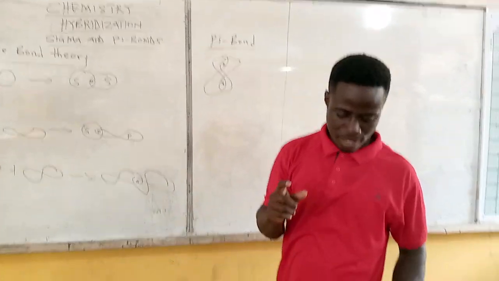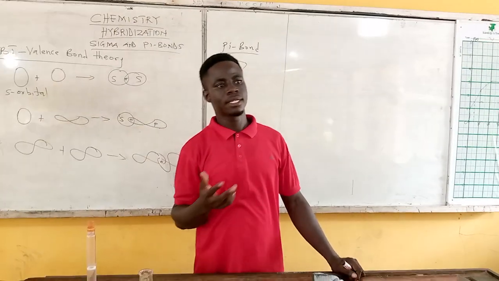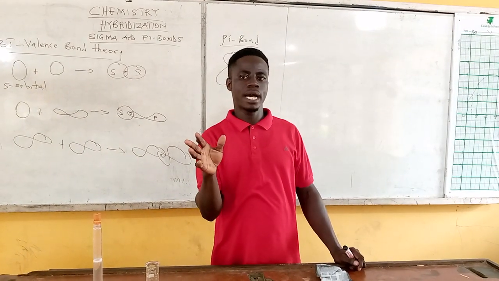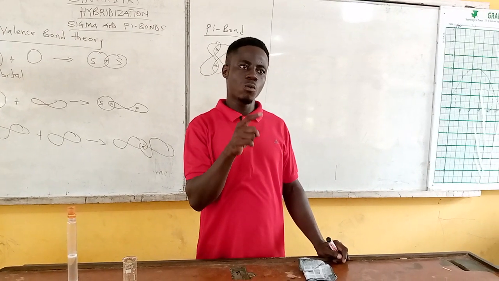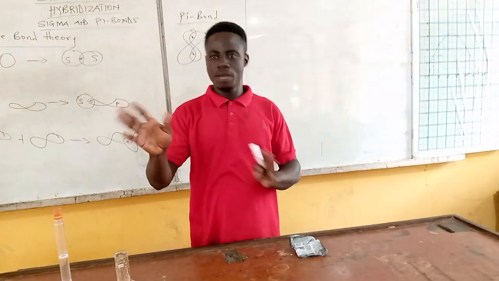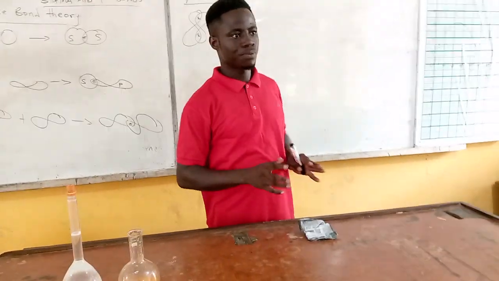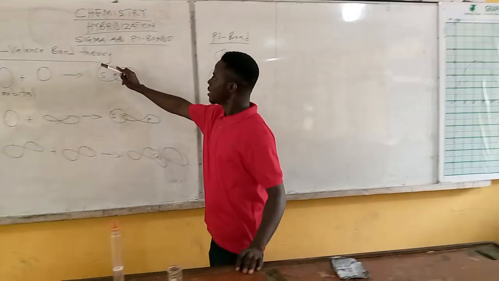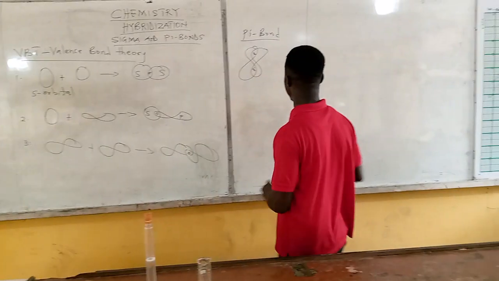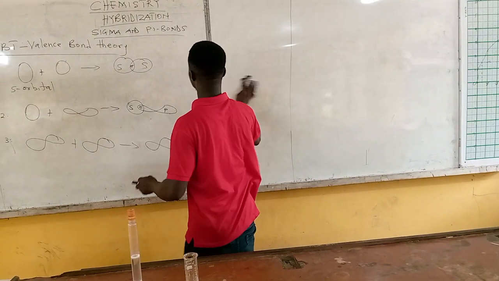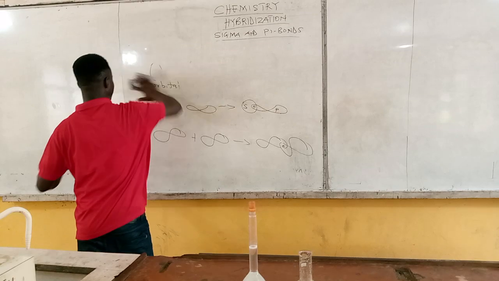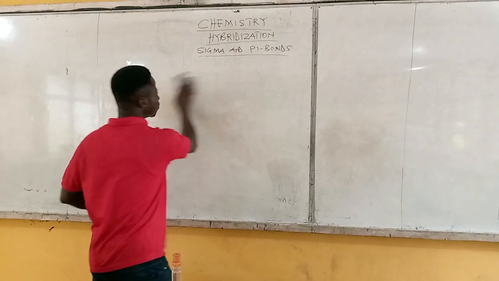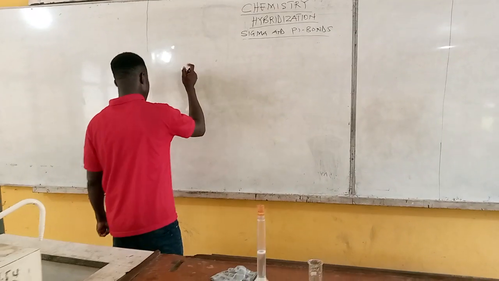Take note of this. Pi bonds are only formed when we have a p orbital mixing with a p orbital. What it means is that they cannot be formed when we have an s orbital mixing with a p orbital, just like we have for sigma bonds. So if you are asked to differentiate between sigma bonds and pi bonds, basically with this illustration, then anytime you're asked to differentiate, you can tabulate.